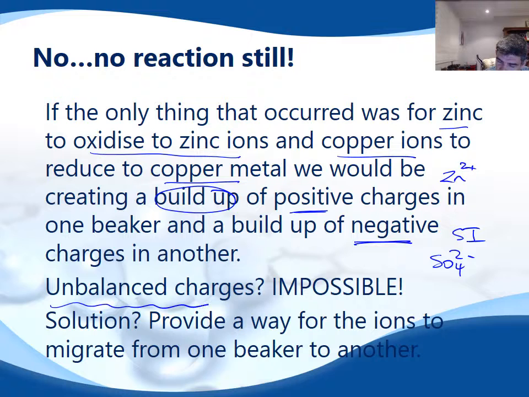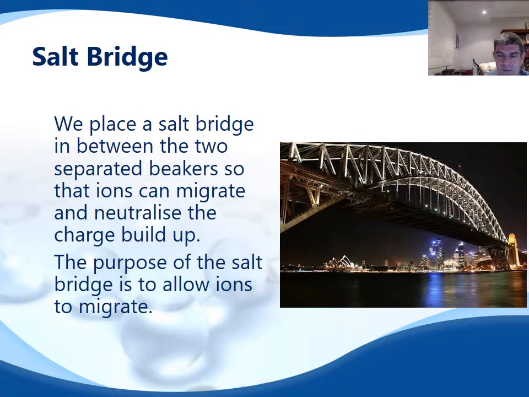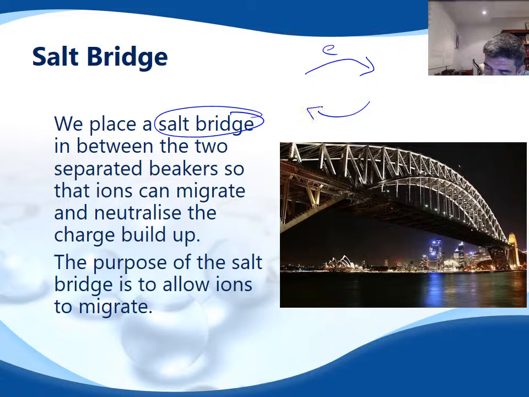So how do we balance these charges? We can't have unbalanced charges. So in order to restore that balance, we have to provide a mechanism for the ions to move from one beaker to another. And you know what that solution is? It's a salt bridge. What we have to do is place a salt bridge between the two beakers. This allows electron movement across through the wire and ion movement back through the salt bridge.